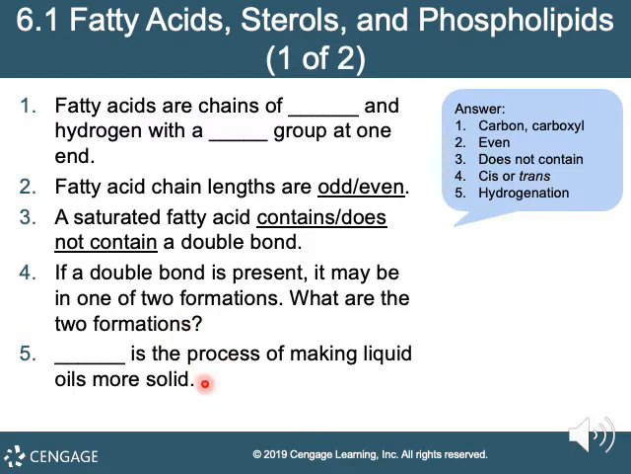Hydrogenation is the process of making liquid oils more solid. So it's the process of adding hydrogen under pressure to eliminate some of the double bonds and make the fat more solid. And this process is known for creating some of the unnatural trans fatty acids, which are not considered healthy. They act like saturated fat in the body in terms of raising the bad type of cholesterol and potentially lowering the good type of cholesterol.